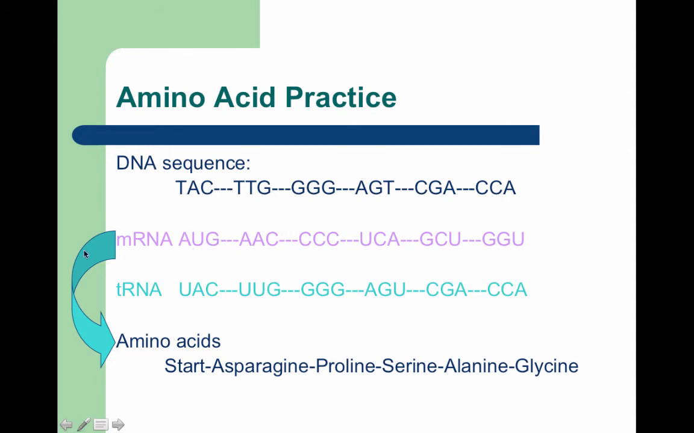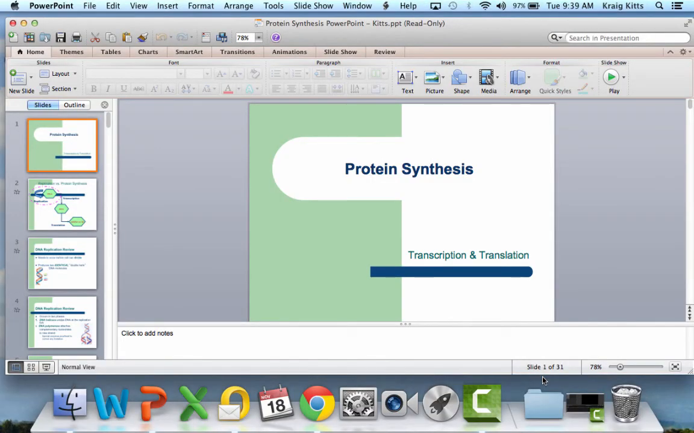So AUG from our wheel gives us the start codon. It's methionine. That's the amino acid. AAC gives us asparagine. CCC gives us proline. UCA gives us serine. GCU gives us alanine. And GGU gives us glycine. So that's kind of the run through here with protein synthesis, right?